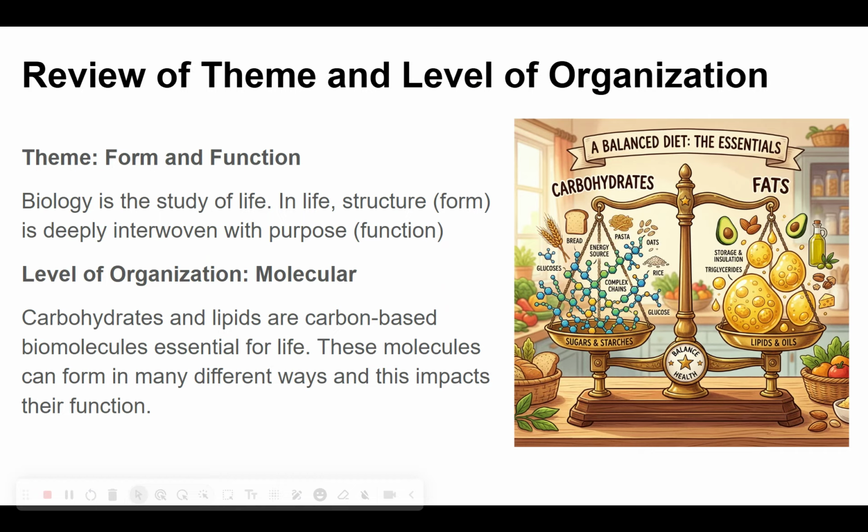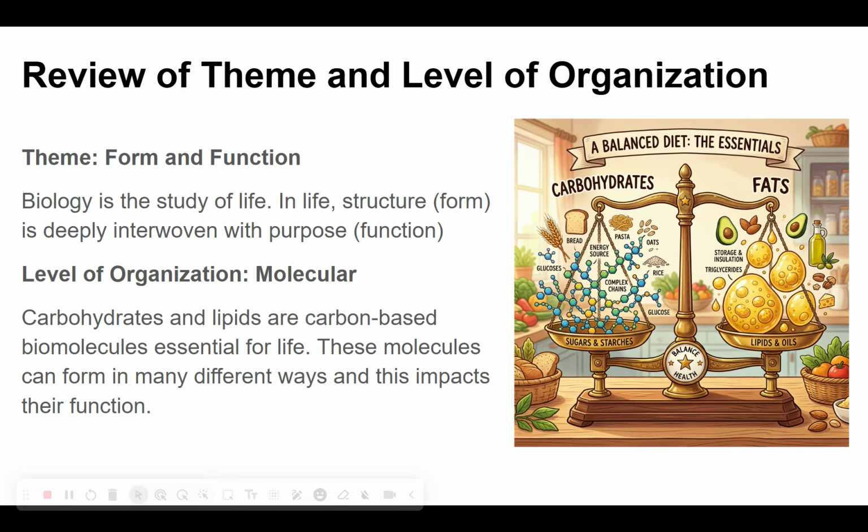I really like this as a theme in the IB biology content because I think in biology in general, for a long time, this has been an organizing idea of biological sciences where form is interwoven with function. So when you're looking at this information about the theme, it says biology is the study of life. The structure or form of a given molecule or cell or organism or ecosystem is deeply interwoven with its purpose or function. And at the molecular level, we will look at carbohydrates and lipids as evidence of that.